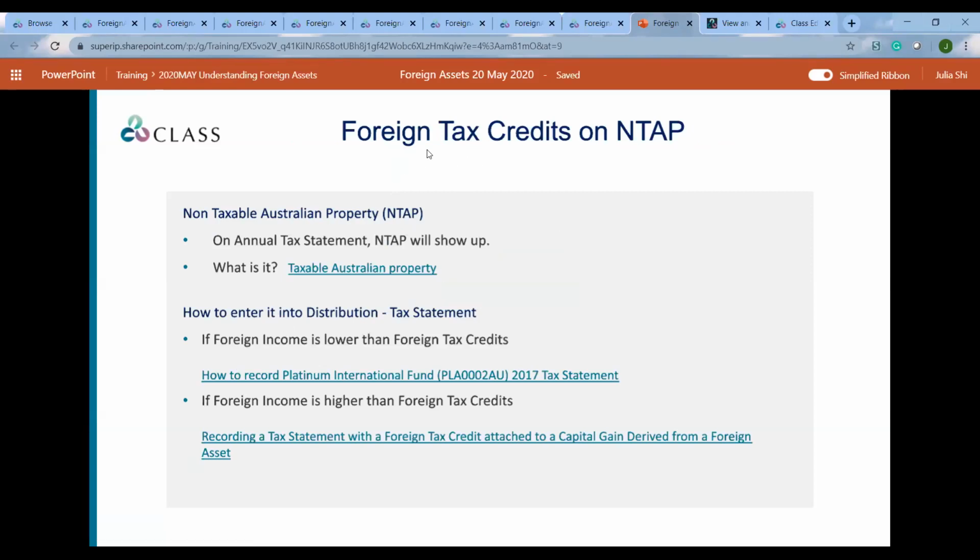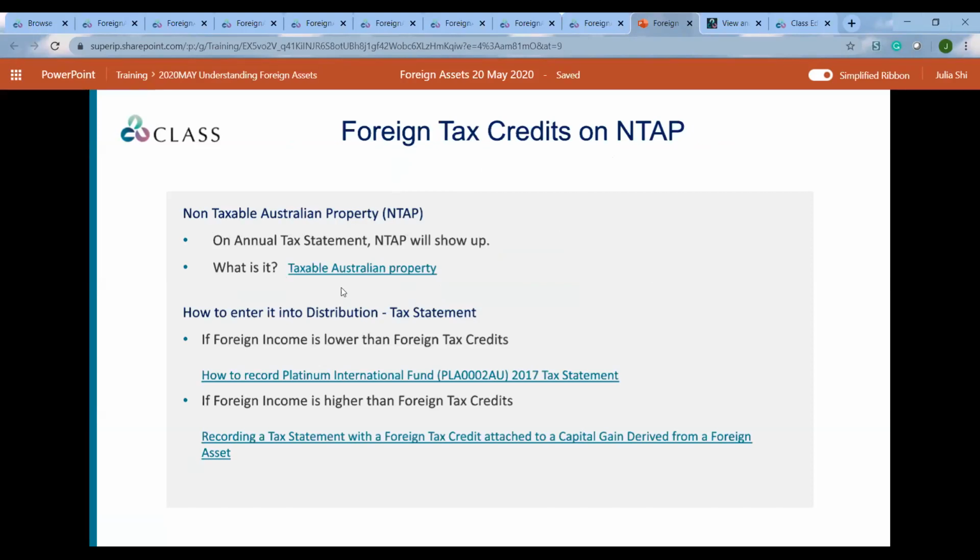This one is in relation to the foreign tax credits, on NTAP. A lot of times I see NTAP on the annual statements from a managed fund or from a listed trust. So what is NTAP? Non-taxable Australian property. I can think of this as anything that doesn't fall into the categories of taxable Australian property.